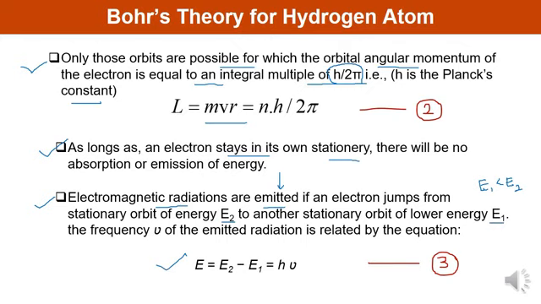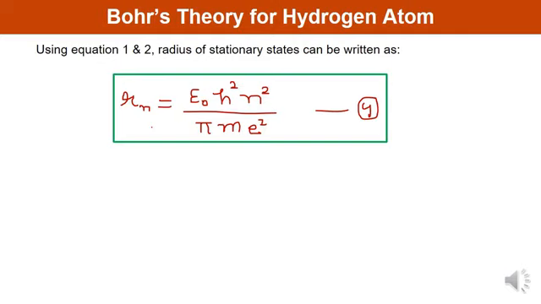Here, what is our objective? Our objective is to derive the radius for that particular hydrogen atom and how it is related to the other parameters. So using both the equations, the radius of stationary states can be written as rn is what? Epsilon naught h square n square upon pi m into e square. You just have to substitute the first equation, where the centrifugal force is equal to the Coulomb force, and the second, where the orbital angular momentum of the electron is equal to the integral multiple. By utilizing those two equations and rearranging the terms, you get rn.